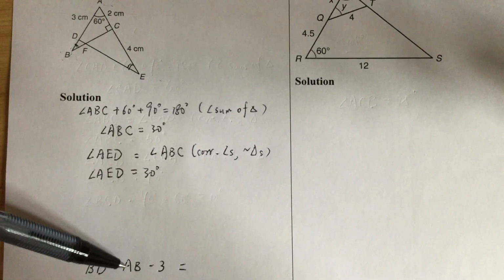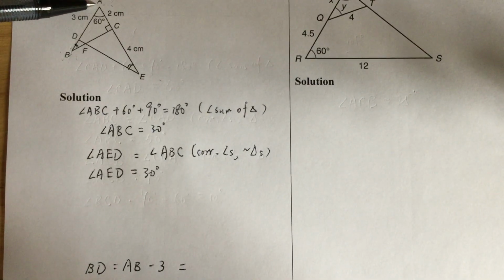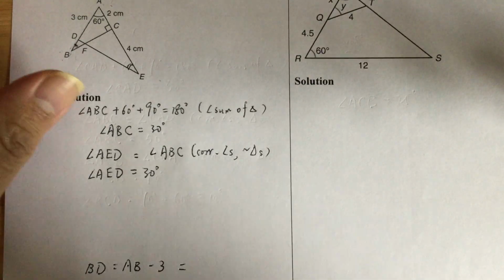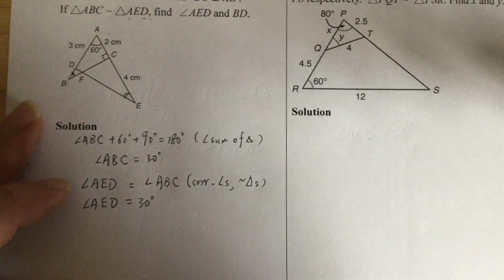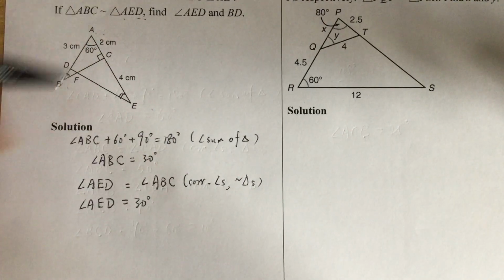So that we are going to find out AB. If we are going to find AB, we can look at the similar triangles. Obviously, we can do something like this. So why don't we find AE first, so that we can find AB.